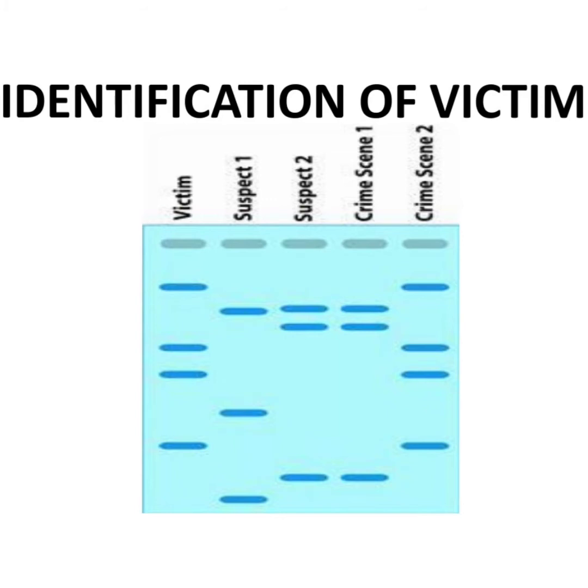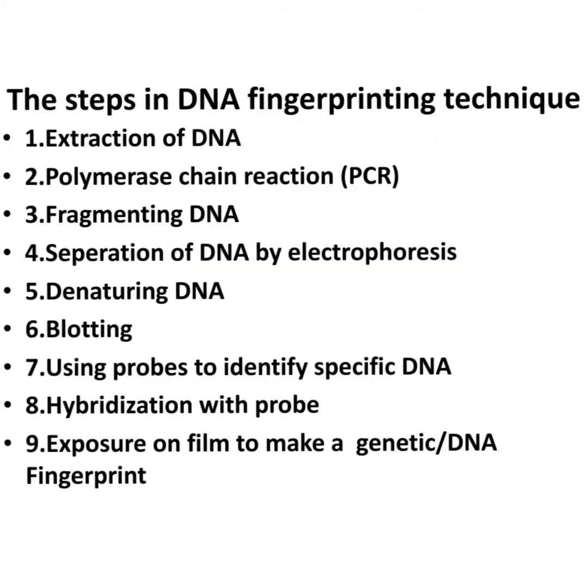This is also compared with the suspects' DNA, suspect 1 and suspect 2. If you observe properly, you can see that the DNA of the crime scene goes along with the DNA of suspect 2. So this also helps in identifying the victim as well as the innocence or guilt of the suspect. What are the steps involved in the DNA fingerprinting technique?